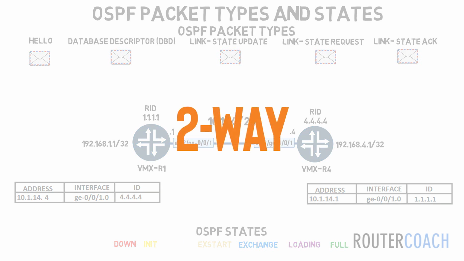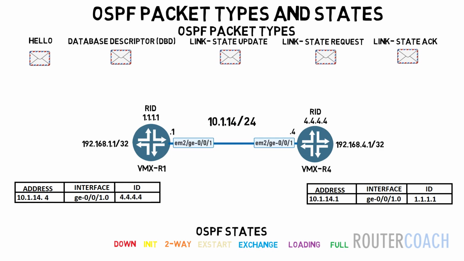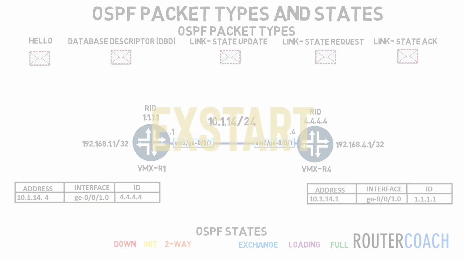two-way state. After this, the routers have a debate about which device should be responsible for ensuring that their link state databases are synchronized. The routers send an empty version of our second OSPF packet type, the DBD, the database descriptor, and whichever router has the highest RID becomes the master. The other router is going to be the slave. This describes the ExStart state.